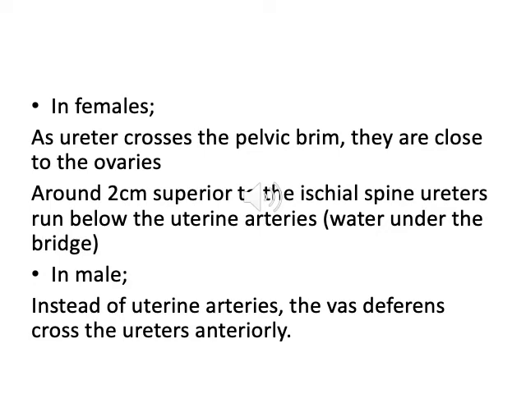In females, as the ureters cross the pelvic brim, they are very close to the ovaries, and around 2 centimeters above the ischial spine, the ureters run below the uterine arteries. In males, instead of the uterine arteries, the vas deferens crosses the ureters anteriorly.